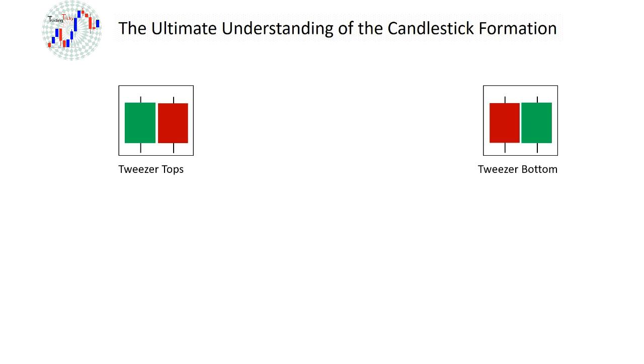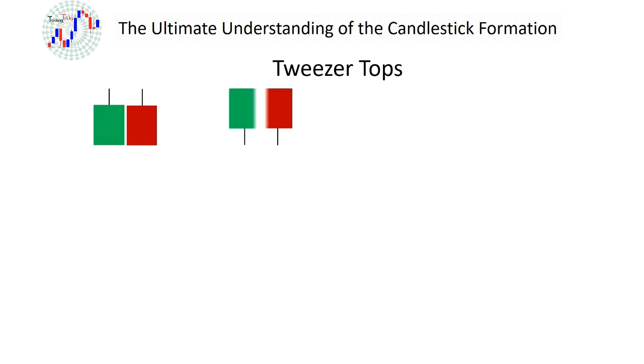So let me show you some formations of tweezer top and tweezer bottom patterns. Tweezer top. Here you can see in the tweezer top pattern, the left side candle is green with upper side rejection and the right side candle also has upper side rejection but the candle is red. Here is another tweezer top pattern. The formation is almost the same, only the rejection is from the lower side.